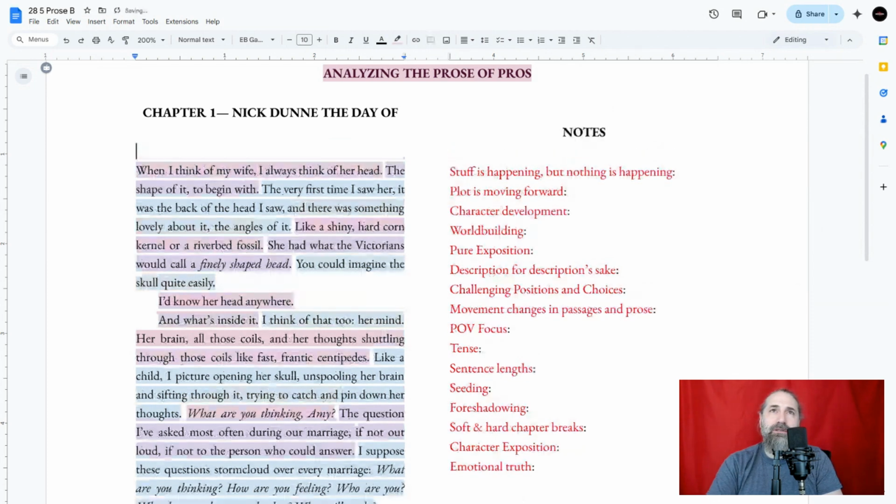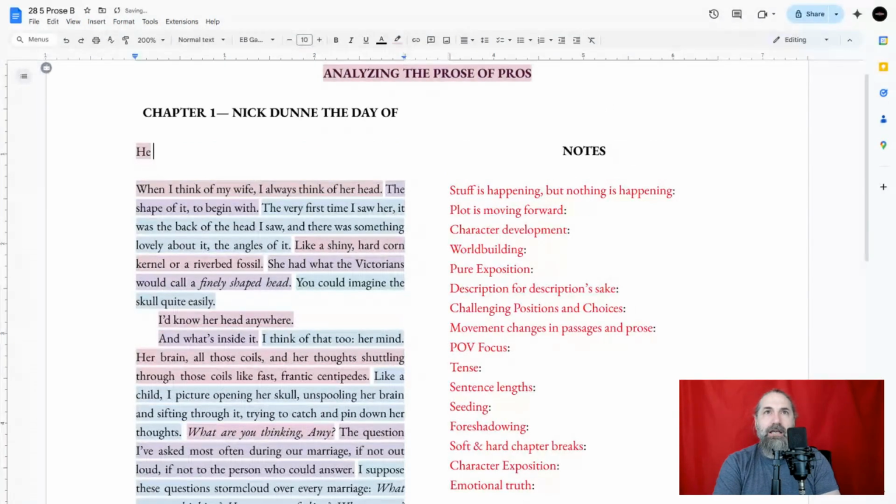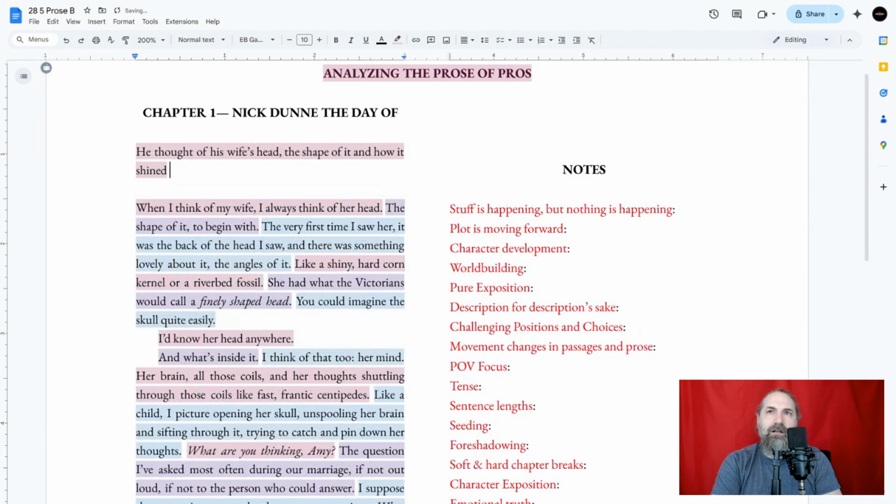For example, he thought of his wife. Wife's head, the shape of it. The shape of it, and how it shined like hard corn kernels or a river bed fossil. Sorry.